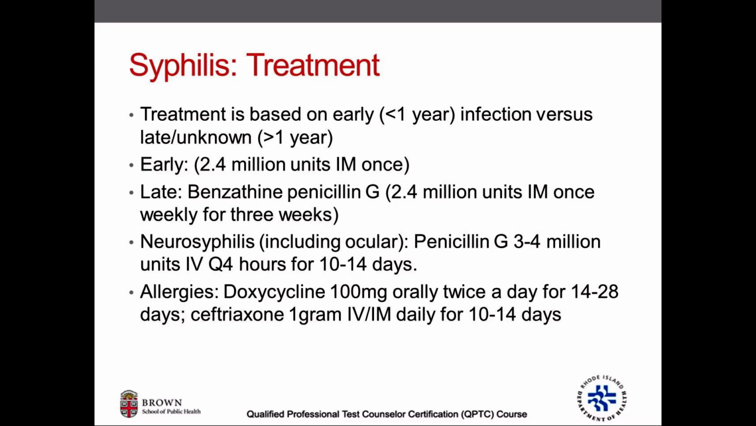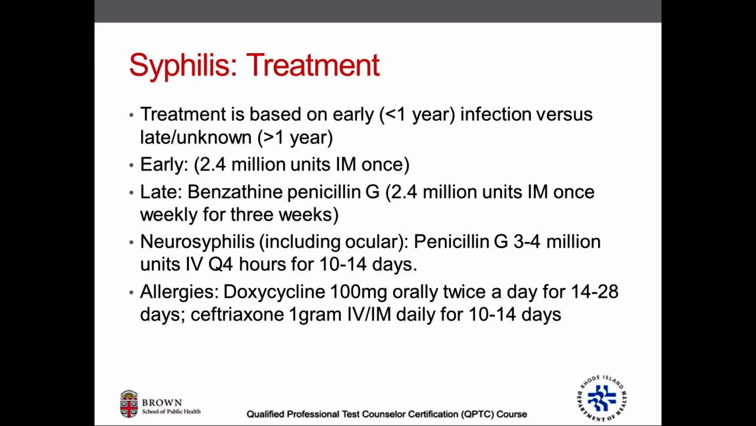Treatment for syphilis. Syphilis tends to be highly sensitive still to penicillin. For people that have been infected with syphilis for less than a year's time, they're treated with one shot of benzathine penicillin G, 2.4 million units once. For those that have been infected for longer than a year's time, they get a total of three shots once weekly over a total of three weeks.